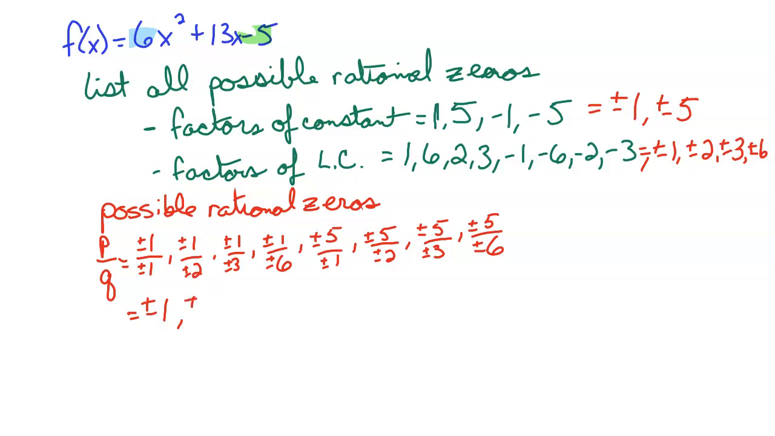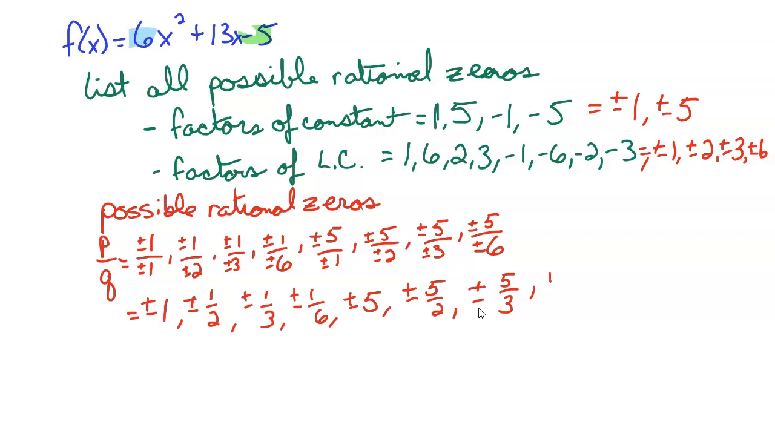So I get a positive negative 1/2, positive negative 1/3, positive negative 1/6, positive negative 5, positive negative 5/2, positive negative 5/3, and a positive negative 5/6. These are all of my possible rational zeros.